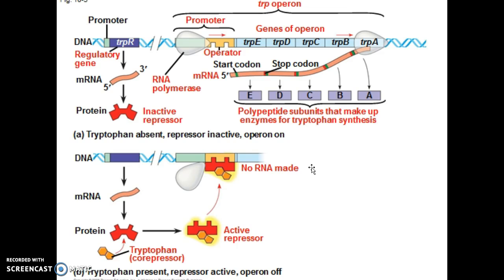So in summary, the repressor is active when tryptophan is present and in good quantity. The regulatory gene is always producing the mRNA right here, so this is always present. It's just a matter of, is tryptophan present? If tryptophan is present, this becomes active and no more tryptophan will be produced.